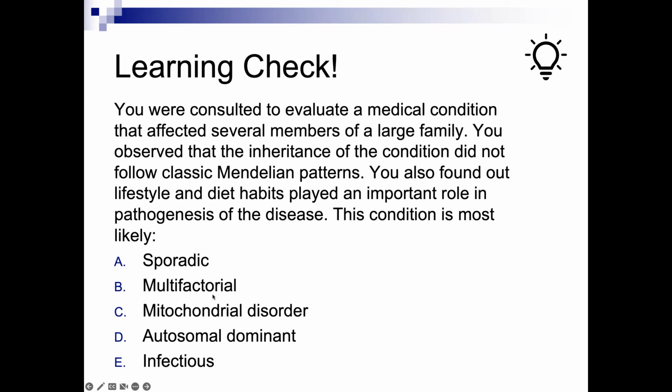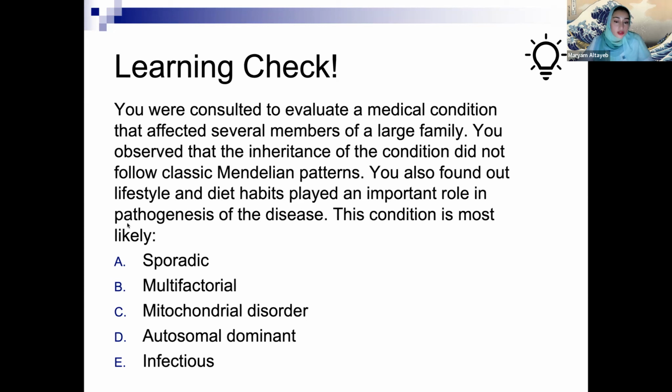So remember, multifactorial. There's a genetic component that's important, but lifestyle and environment is also important. So this could be, for example, like the example I gave you guys about diabetes. It does not follow classic Mendelian patterns, but there is a genetic component. So lifestyle and diet does play a very important role.